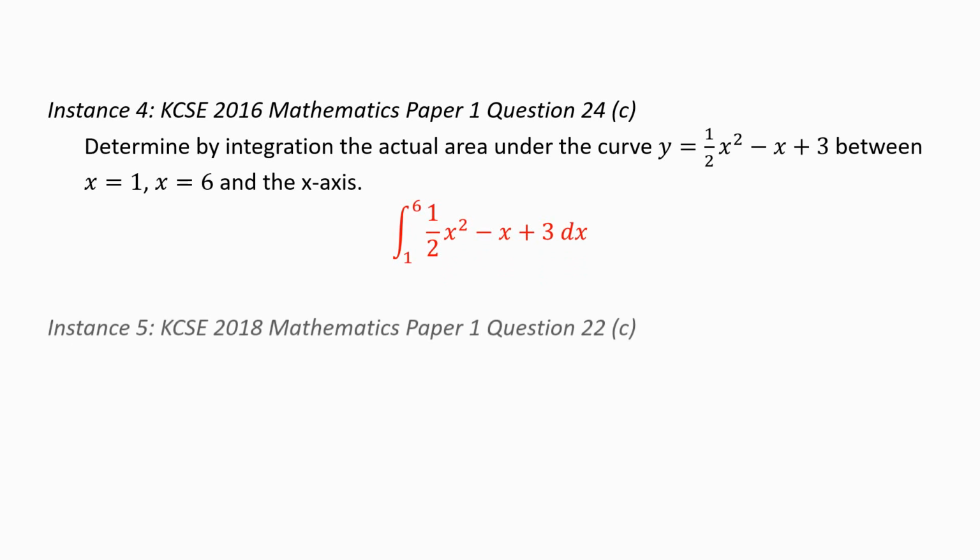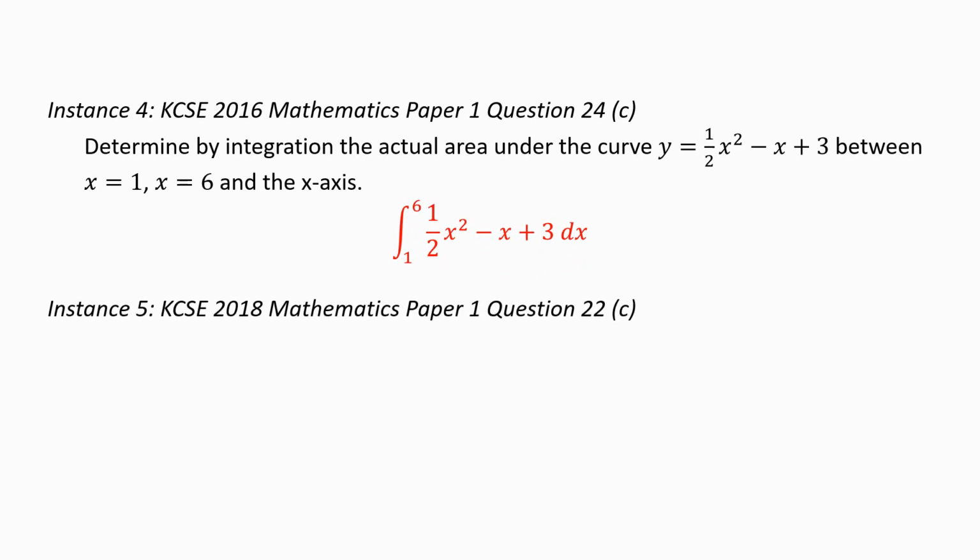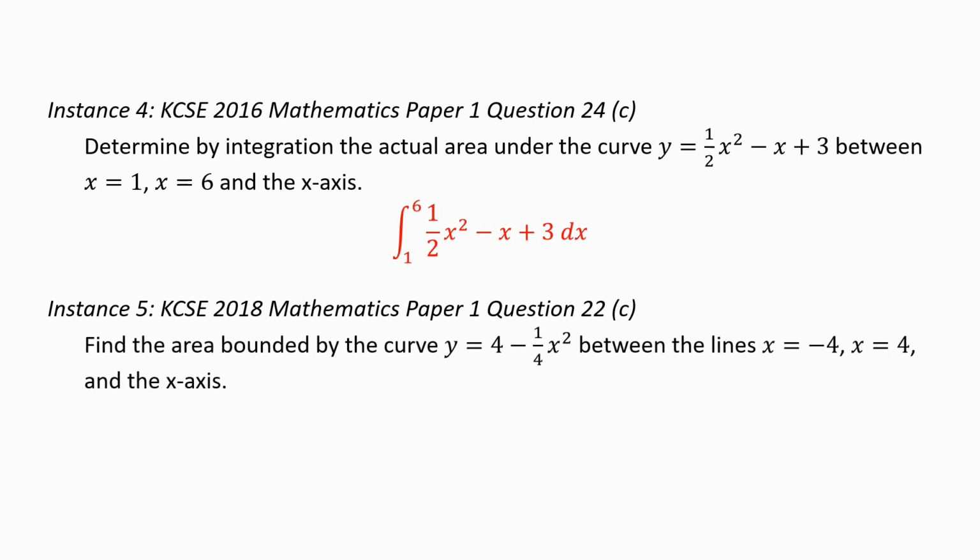And the final instance is in KCSE 2018 Mathematics Paper 1, Question 22C, where you are supposed to find the area bounded by the curve y is equal to 4 minus a quarter x squared between the lines x is equal to negative 4, x is equal to 4, and the x-axis. This is the integration of 4 minus a quarter x squared between 4 and negative 4.